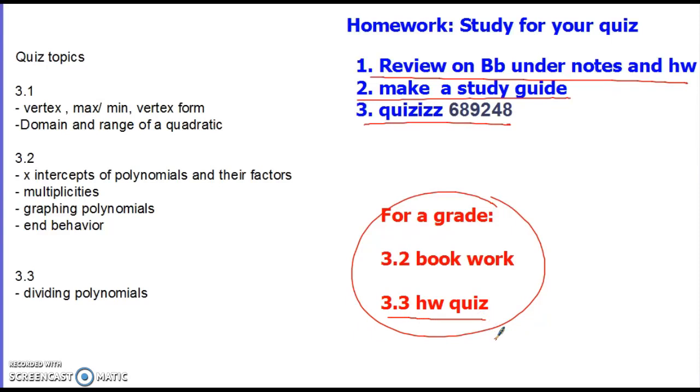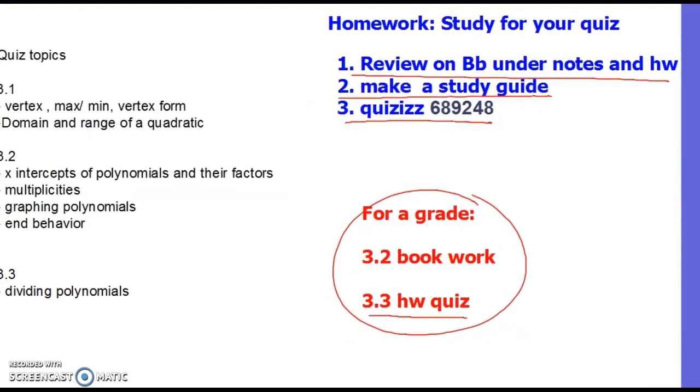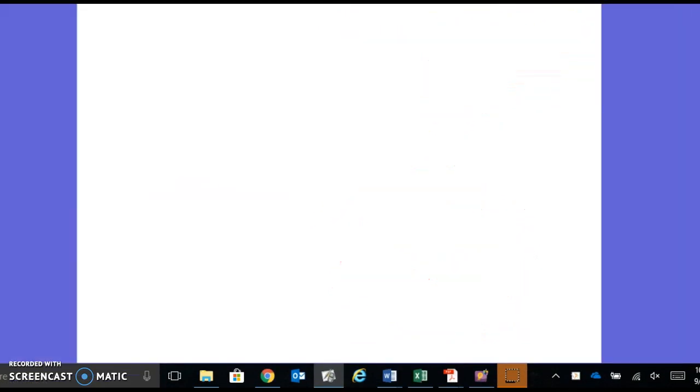So I'm going to quickly go through each section and what you need to know. So in the first section, you need to know how to find vertex, maximum, and all that stuff.